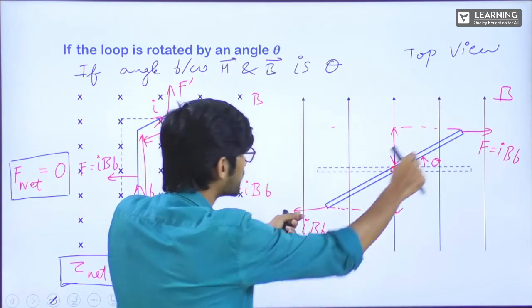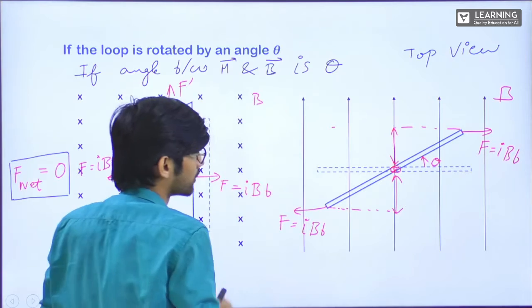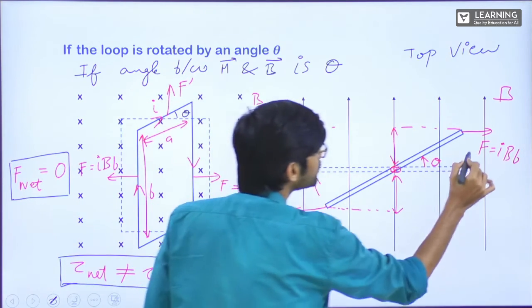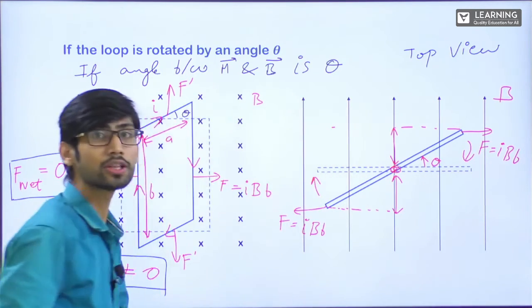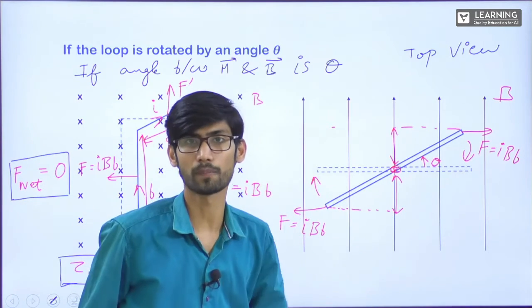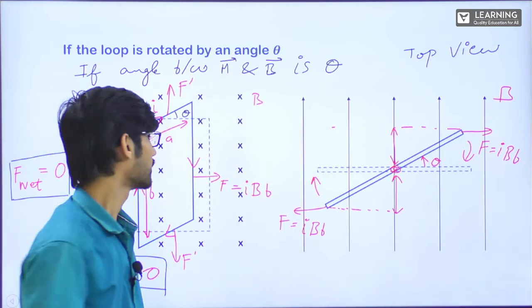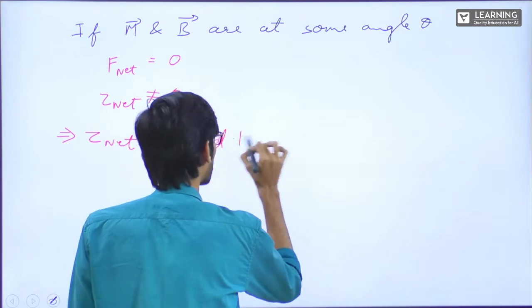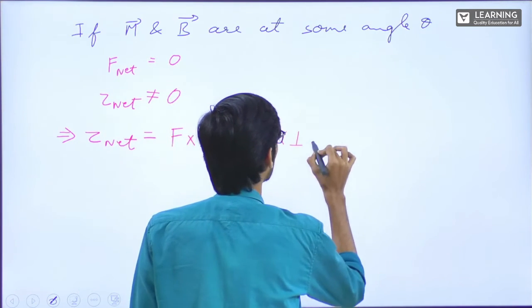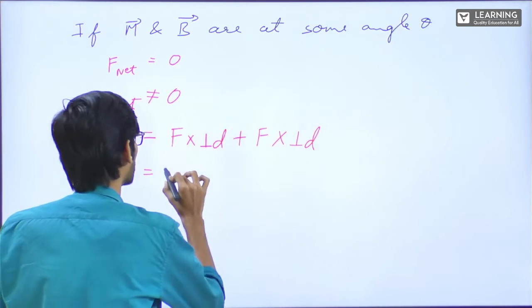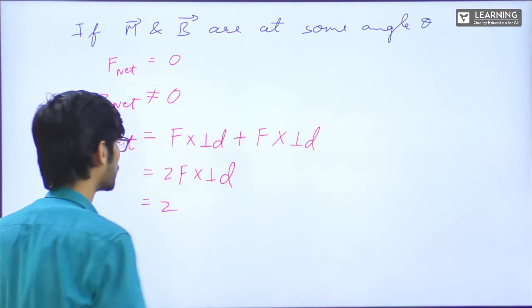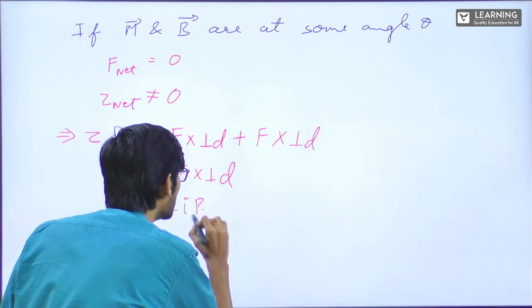Here also, this force is rotating it clockwise. This force is taking it this side, and this force is taking it this side. So basically, both the torques are supporting each other, so torque will be added. Torque will be added means force into perpendicular distance plus force into perpendicular distance. So that is 2 times force into perpendicular distance. That is 2 into force, which is I into B, into the perpendicular distance.